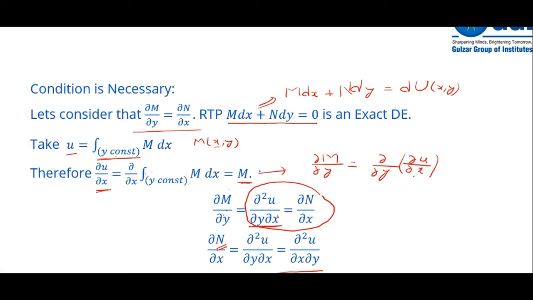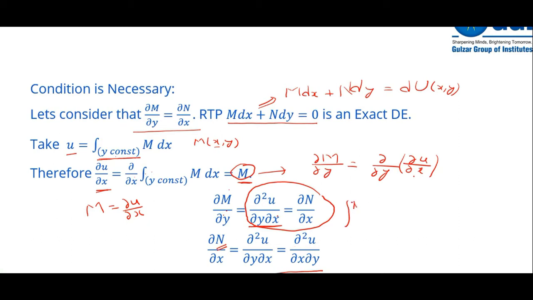We actually find the value of m from here, that m is equal to ∂u/∂x. Now from this equation we will find the value of n. To find the value of n, we will integrate this equation with respect to x. Now let's integrate it with respect to x.